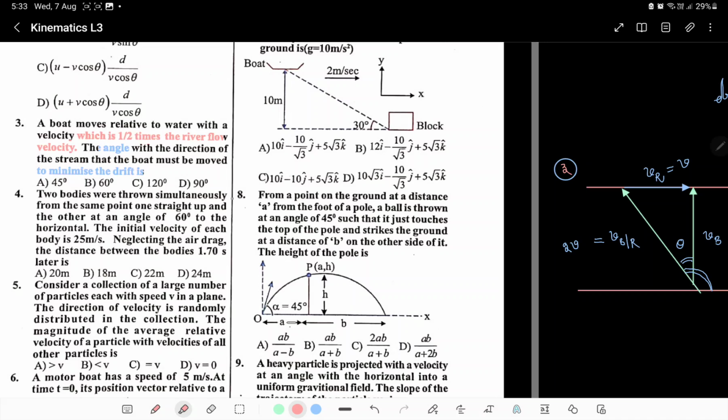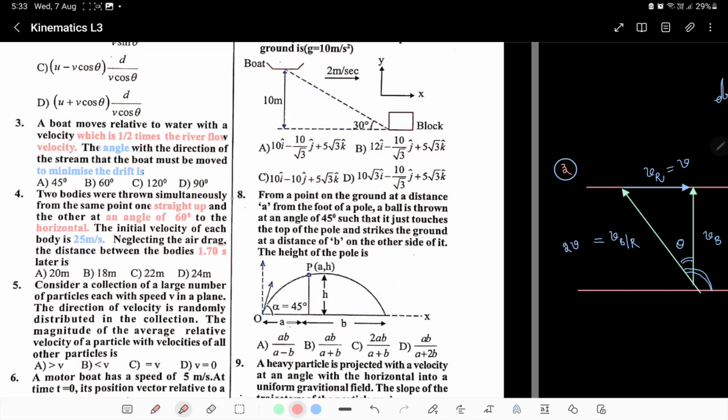There are two bodies thrown simultaneously from the same point, one straight up, and the other at an angle of 60 degrees to the horizontal, right? And both are thrown with the same velocity, that is 25 meters per second. Neglecting the air drag, the distance between the two bodies after 1.7 seconds is.